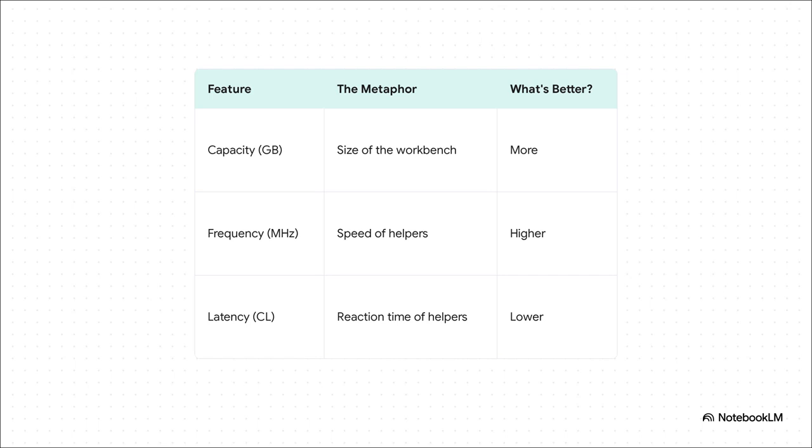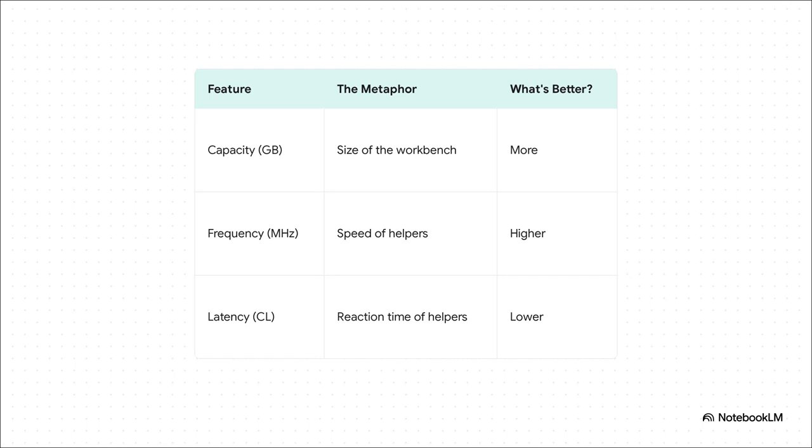Next is frequency, in megahertz. Think of this as how fast your kitchen helpers are. So higher is definitely better. And finally, you have latency, or CL. This is the helper's reaction time. For this one, a lower number is what you want. You want a helper who's not just fast, but also snaps to attention instantly.